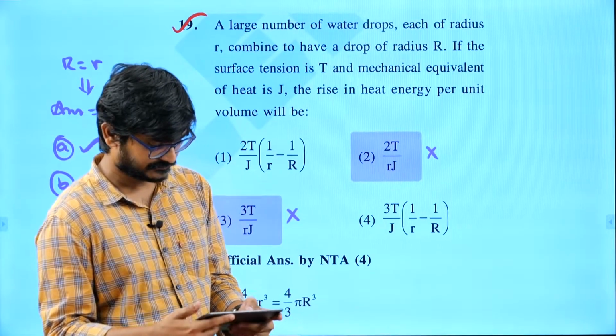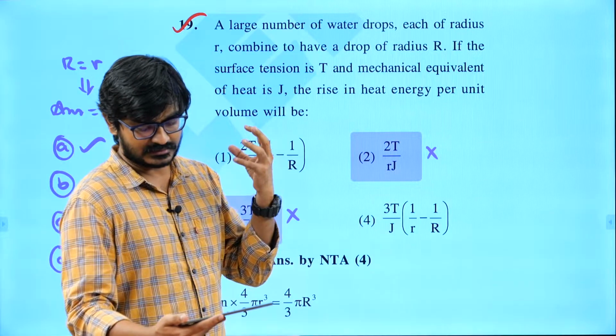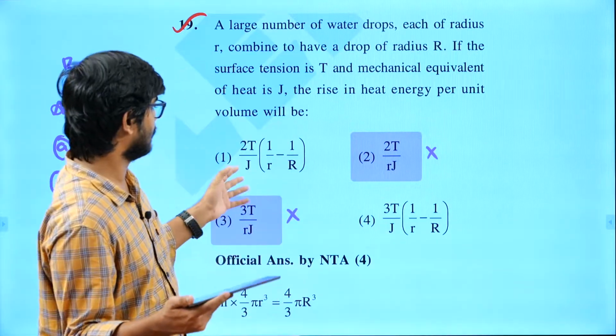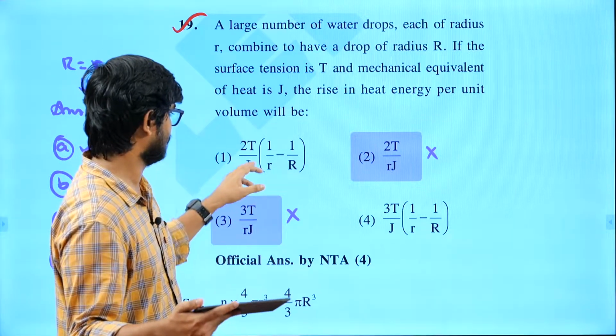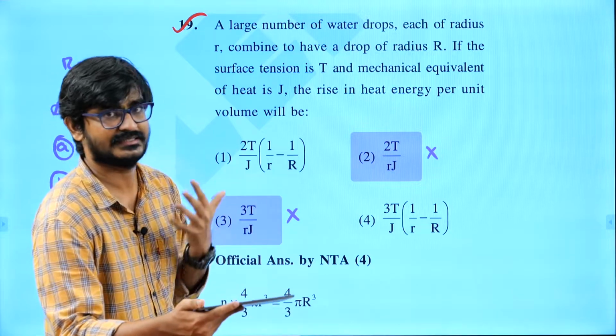Now the next question: a large number of water drops, each of radius small r, are combining to form radius capital R. So some heat will be given out. Now you can look at the options: 2T by J, 2T by J, 2T by J, and into 1 by r, into 1 by r. So all are having the same dimensions, so I don't have to bother about checking dimensions.